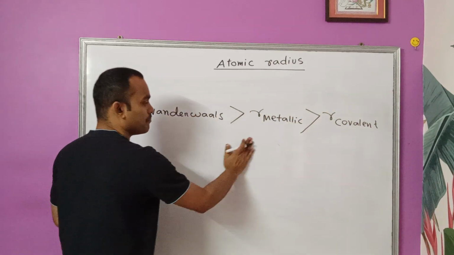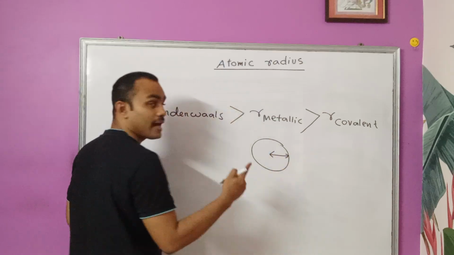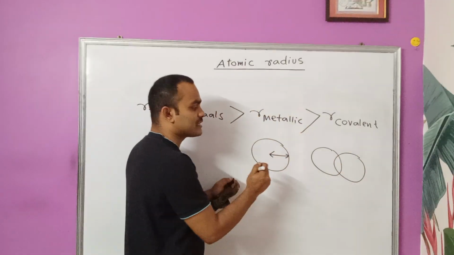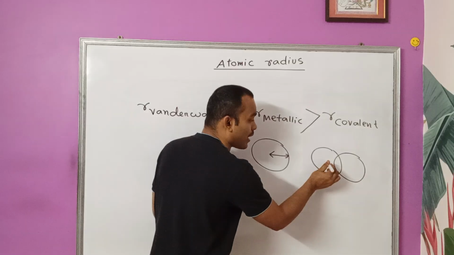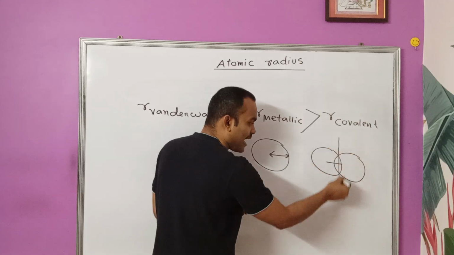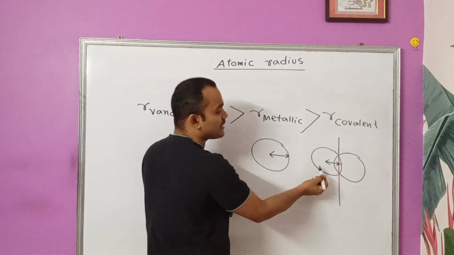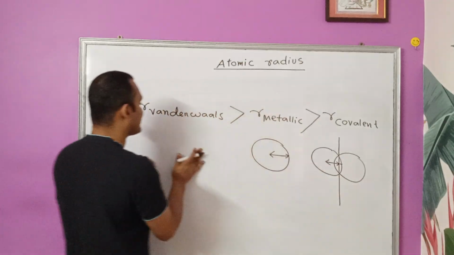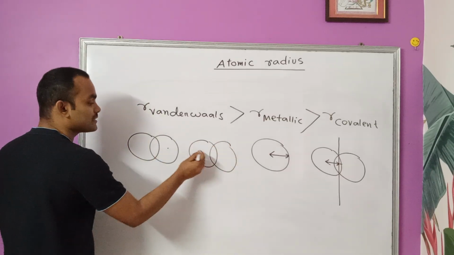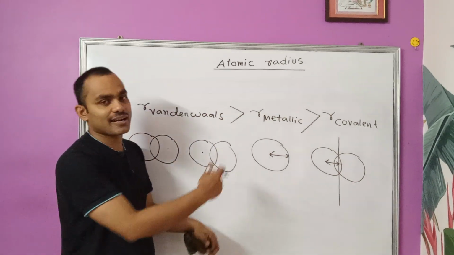Why? Metallic radius is the atomic radius from the nucleus to the outermost shell, and covalent radius means the overlapping of these two. In case of crystal or metallic radius, it is from the nucleus to the outermost. But due to overlapping, covalent radius becomes less, half of the internuclear distance. So covalent radius is less. And in case of van der Waals, this is one molecule and this is another molecule, so the distance is greater. That's why r van der Waals is greater than r metallic, which is greater than r covalent. Clear?